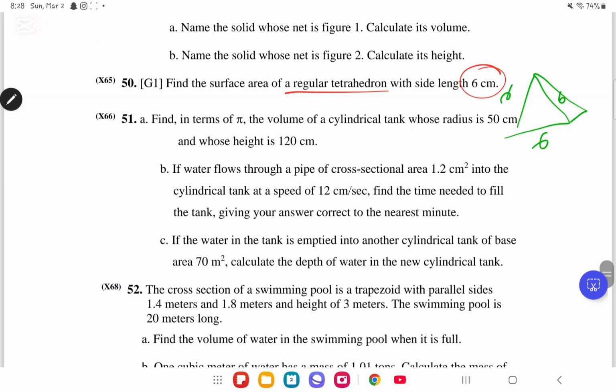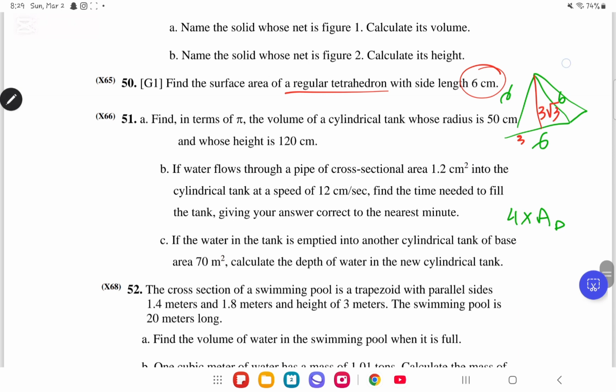So now the total surface area is going to be 4 times the area of a triangle. But we know that the area of a triangle is base times height over 2. So very simply, let us find the height. This is going to be 3, 6. You can find this by doing radical 6 squared minus 3 squared, and you're going to get that the height is 3 radical 3 centimeters.